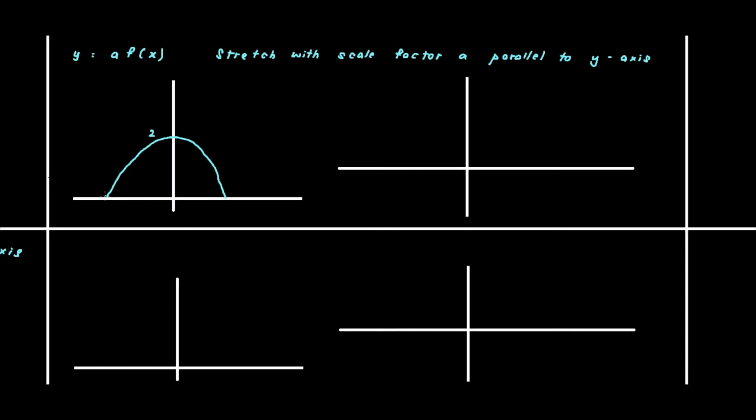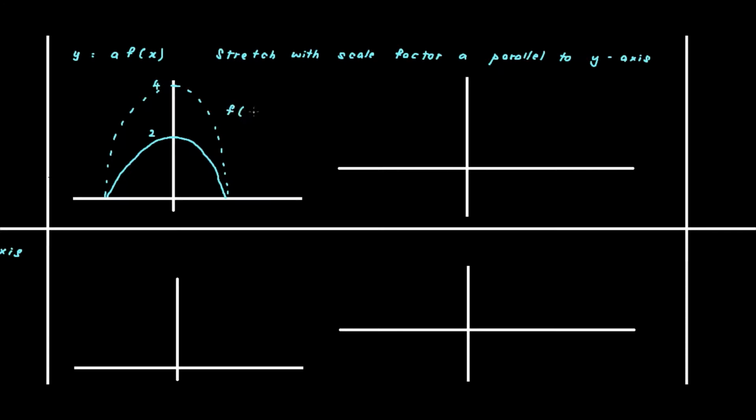If now you try to stretch it with a scale factor of 2, you can imagine that if y equals x and y equals 2x, all the values that you get for your y will be doubled up, correct? So now your intersection point is at 4 here. So this is a stretch.